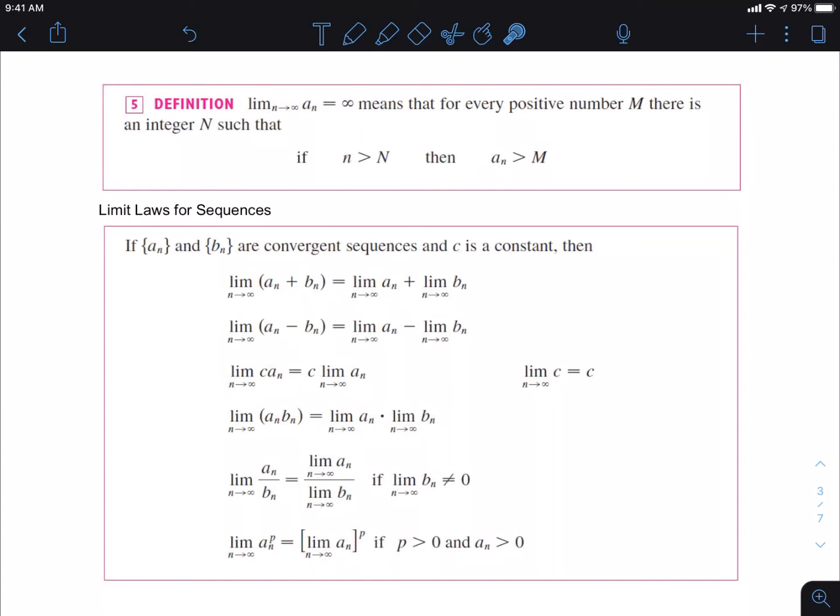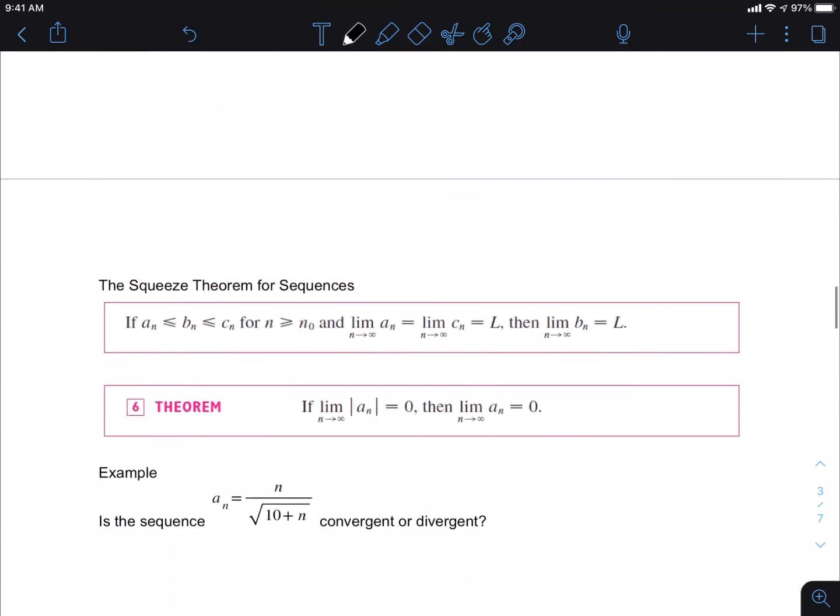These rules will be there for you and you'll be able to use them on the exam. But they're rules that you need to remember from chapter 3. If you can remember the rules from chapter 3, this is exactly the same thing that we had then. Okay. The next thing is the squeeze theorem.